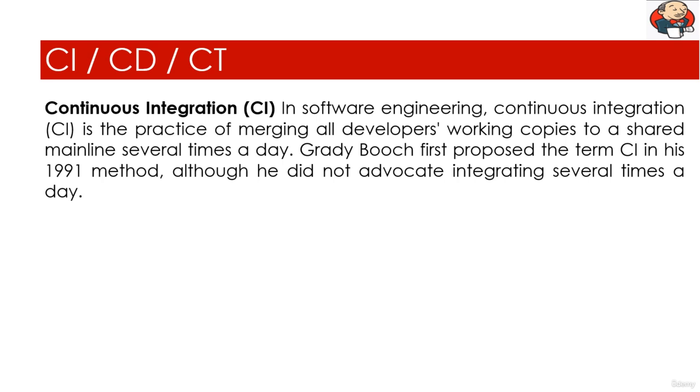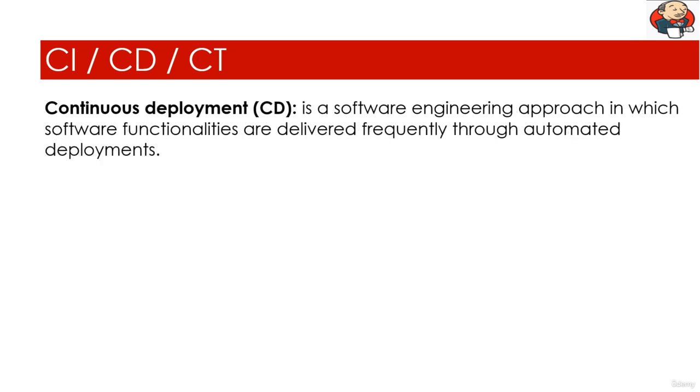In software engineering, continuous integration, CI, is the practice of merging all developers' working copies to a shared mainline several times a day. Grady Booch first proposed the term CI in his 1991 method, although he didn't advocate integrating several times a day. But at least some thought processes started in 1991 with Grady Booch. I'm sorry for the wrong pronunciation.